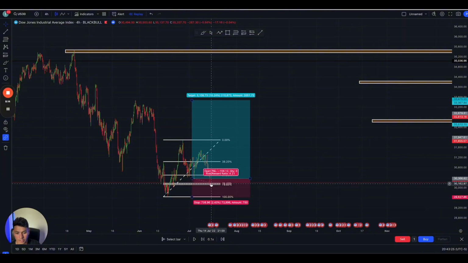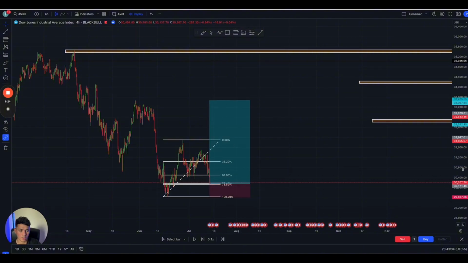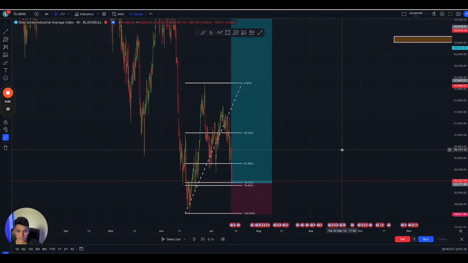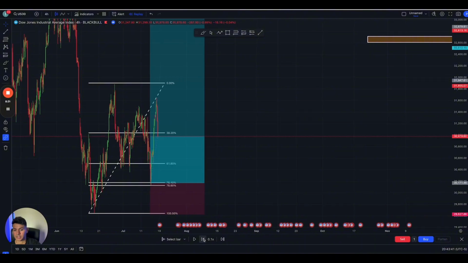What did I tell you guys? It landed perfectly on the 78%. I'm gonna take the trade right here. This is where I would take my trade, exactly at the 78%. Let's see how it goes. Boom. What did I tell you guys?